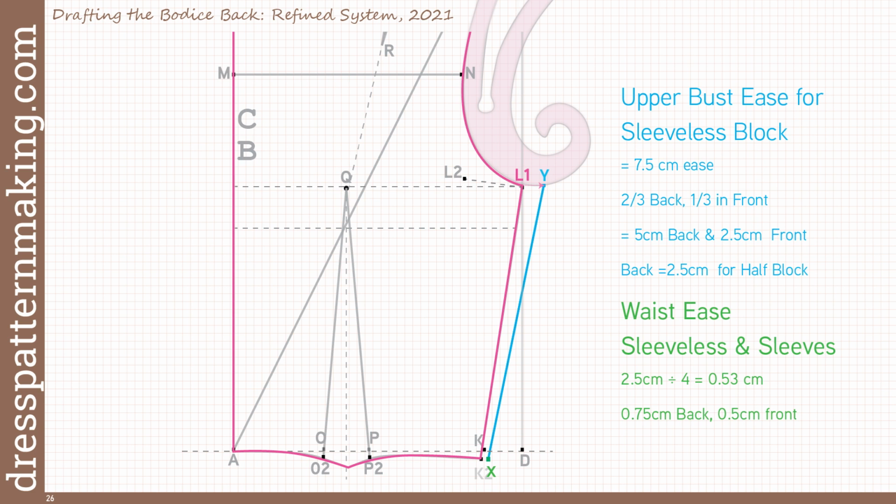So from point L1, measure across on that upper bust line, just extend it out from that upper bust line to point Y. So point L1 to Y is 2.5 centimeters. Then you can draw a line from point Y at the upper bust down to point X at the waist. Now you need to join up those lines from K2 to X and L1 to Y with the French curve.